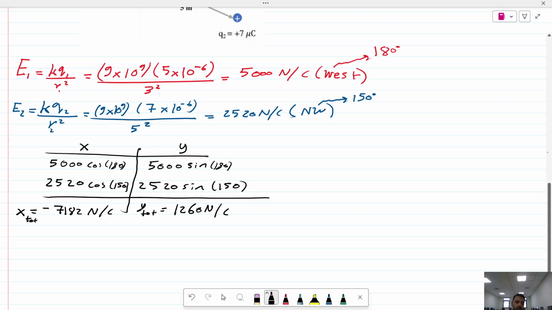What's the next step? We got x total, we got y total. So the magnitude of the resultant electric field, or E net, is equal to the square root of x total squared plus y total squared. Always remove the negative sign. So it's the square root of 7,182 squared plus 1,260 squared, which will be equal to the following. Let me calculate it quickly.